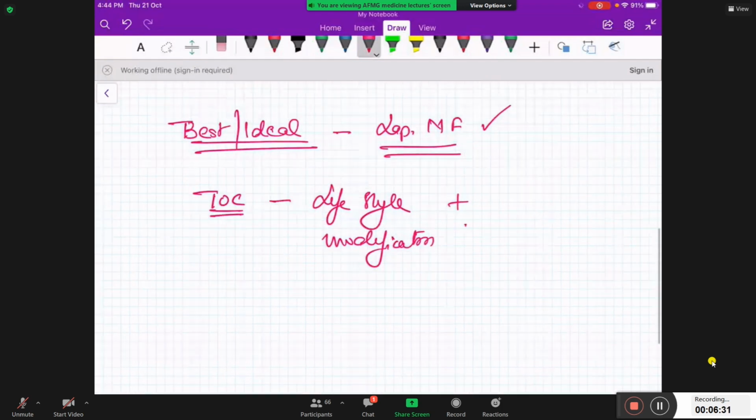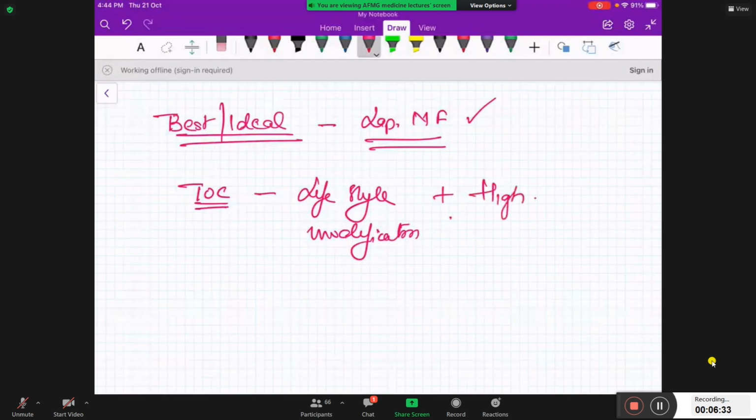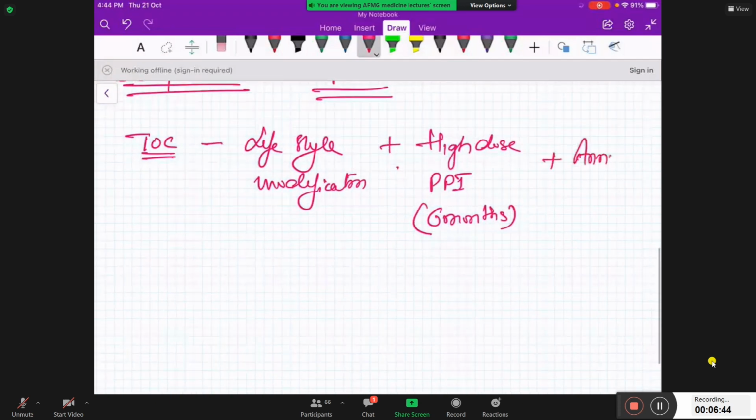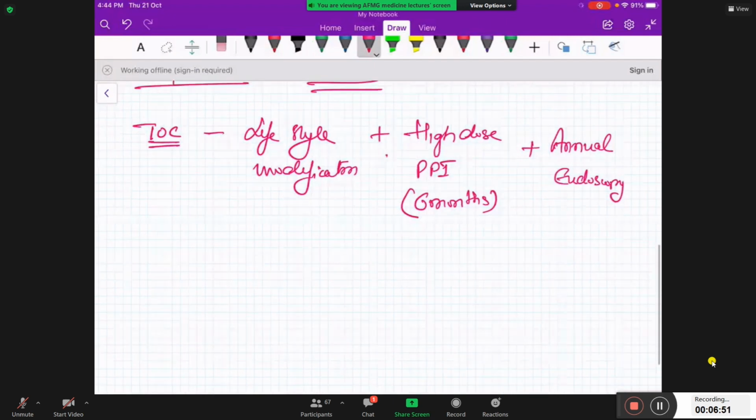with a high dose proton pump inhibitor for at least 6 months with annual endoscopy. Lifestyle modification with high dose PPIs with annual endoscopy is the treatment of choice for Barrett's esophagus, a question many times asked.